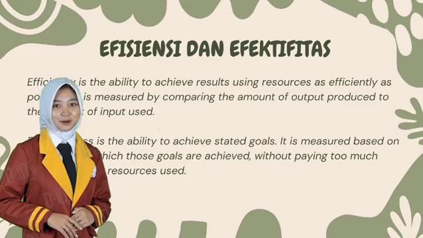In measuring performance, we need to distinguish between efficiency and effectiveness. Efficiency is the ability to achieve results using the least amount of resources. It is measured by comparing the output produced with the input used. Effectiveness, on the other hand, is the ability to achieve stated goals without much regard for the resources used. Its measurement focuses on how well those goals are achieved.